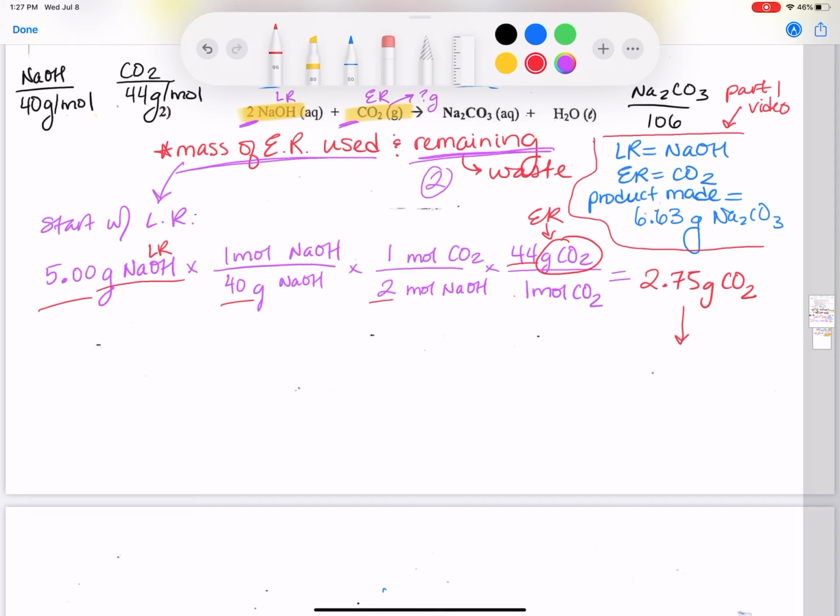And my data based with this question was 3 sig figs. Remember, I had 5.00 grams of each. So my final sig fig answer is 2.75 grams CO2. This right here is the amount of excess reactant used.